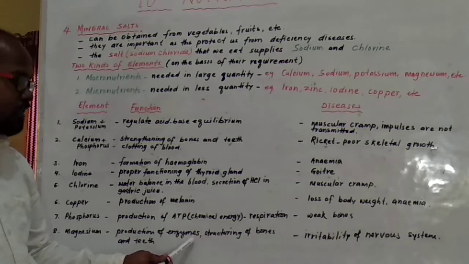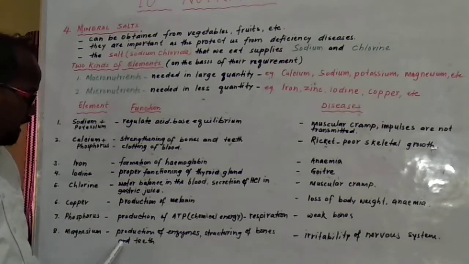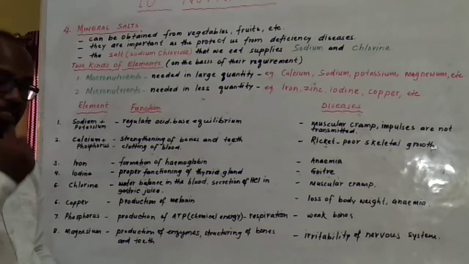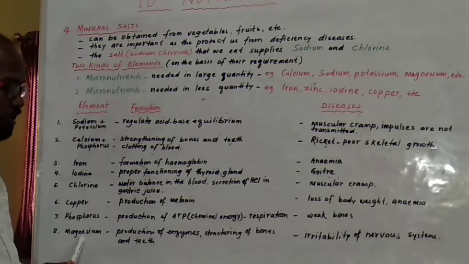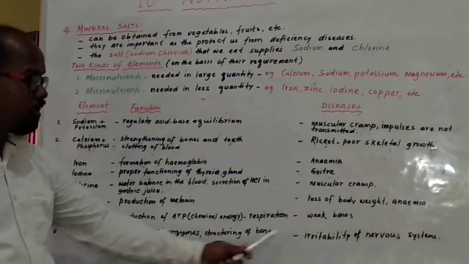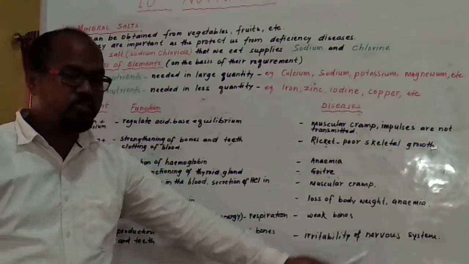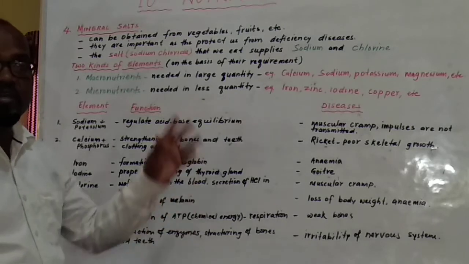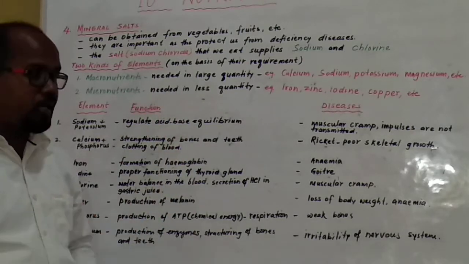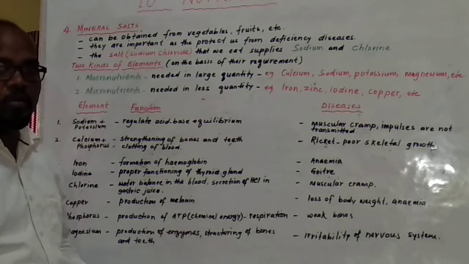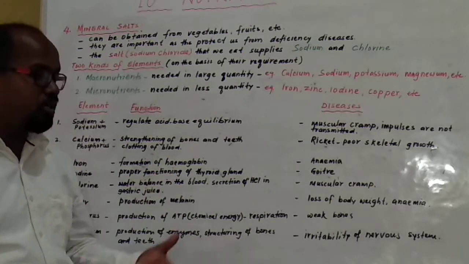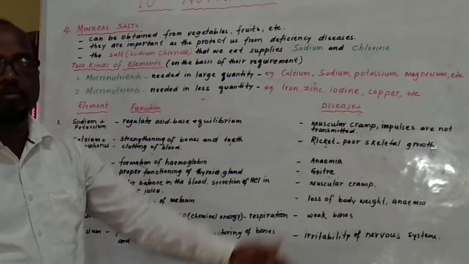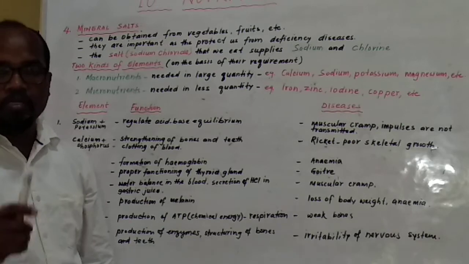Magnesium is for production of enzymes and structuring of bones and teeth. Proper structuring of bones and teeth is due to intake of magnesium, and when it is missing in our diet, there is irritability of the nervous system. So this is all about mineral nutrients that we require in our diet, and when we do not take them sufficiently, we have these problems. In the chart given in your book, please study and go through them.